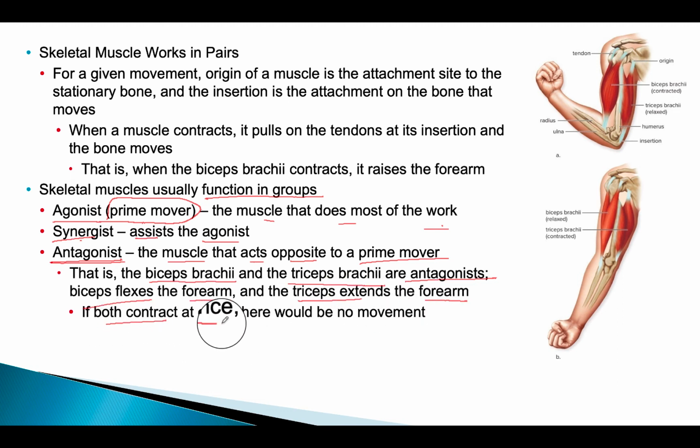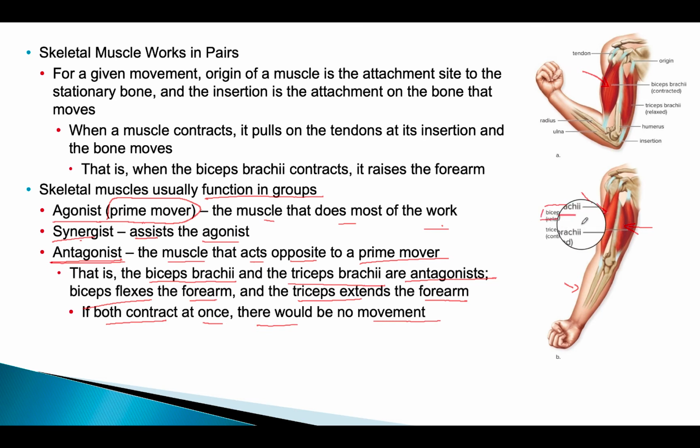If both contract at once, then there would be no movement. So what do we mean by that? When we are flexing our forearm right over here, the biceps brachii is the primary muscle doing all that job. What is opposing this? That is now your triceps. When we are now extending our forearm, the triceps becomes the agonist. What's opposing the triceps is now the antagonist muscle, which is your biceps brachii.